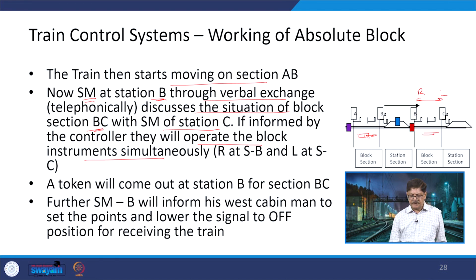So, a token will come at station B for the movement in section BC. Then further, the station master at B will inform his west cabin to set the points and lower the signal to the off position for receiving the train. Whatever signal is there, it will allow the train to come in, and if it is being taken on a loop line, the loop line signal is also there and it will call the train on the loop line.